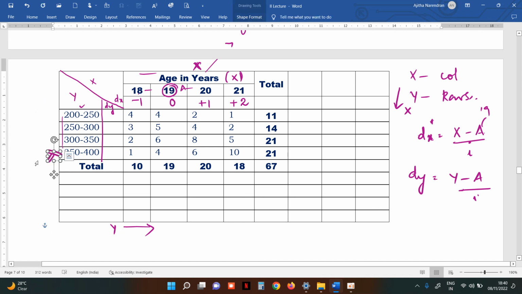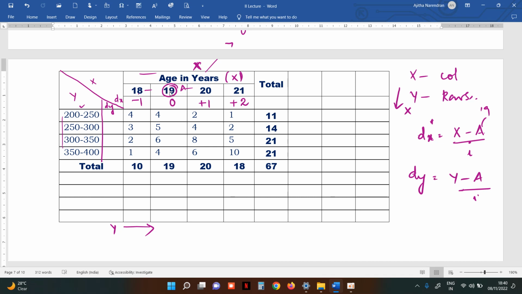Why is this y also being deleted? What you have to do is, first of all, find out the mid value. Here you can draw a separate column for mid value. Just post the mid value here, and let this be dy. I'm just deleting this.